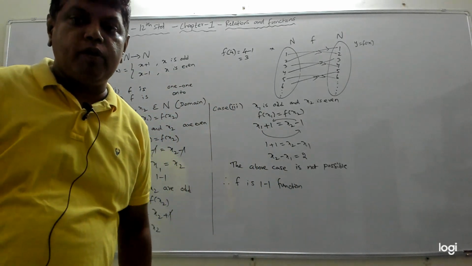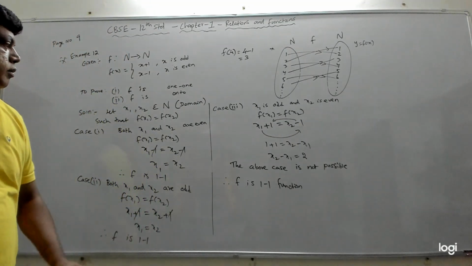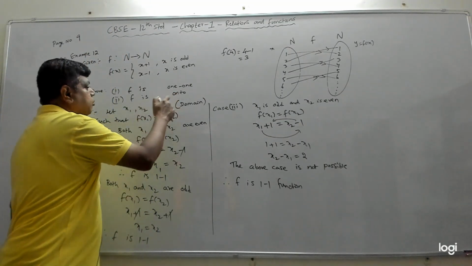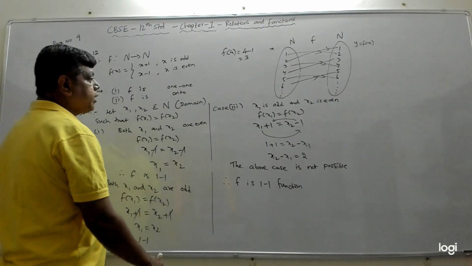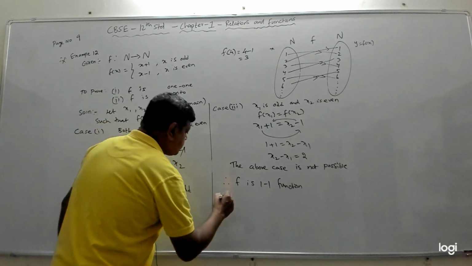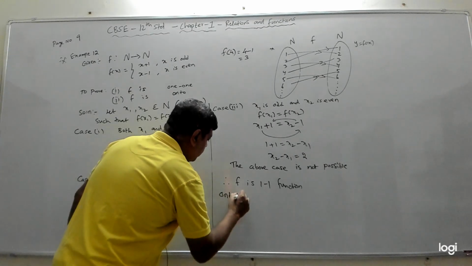So what have we proved here? We have proved f is 1 to 1. Now we have to prove f is onto. So this is the proof for onto. Onto again, what will we say?